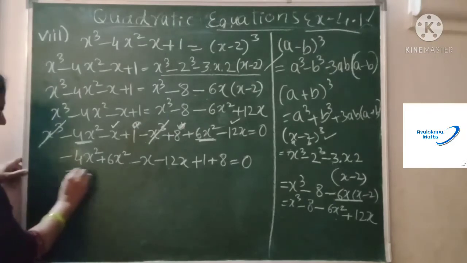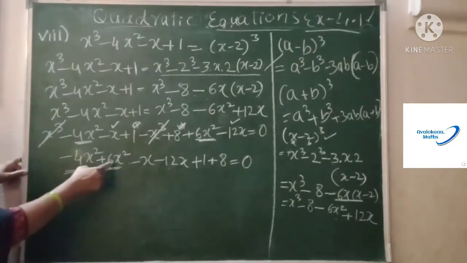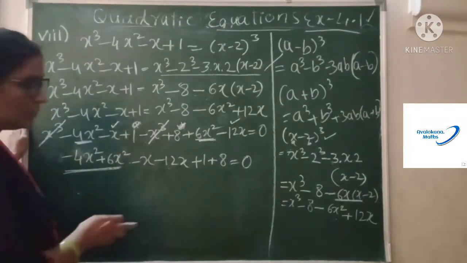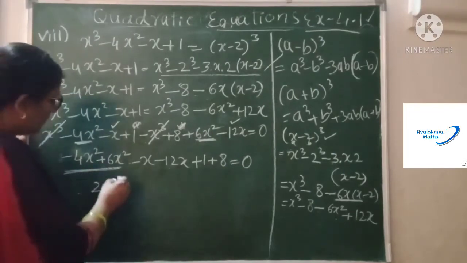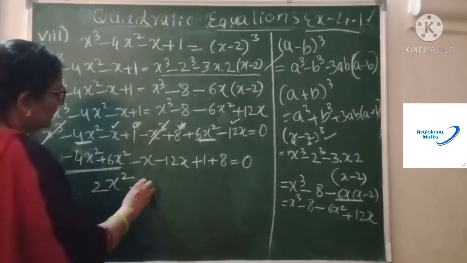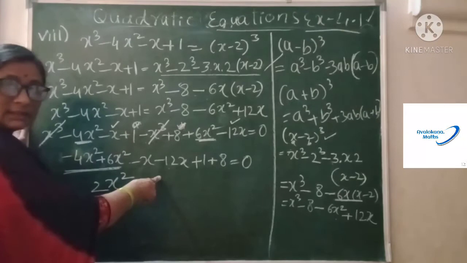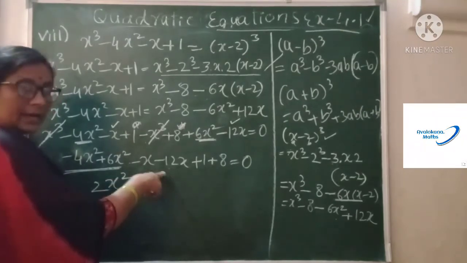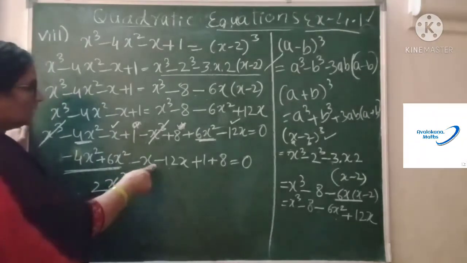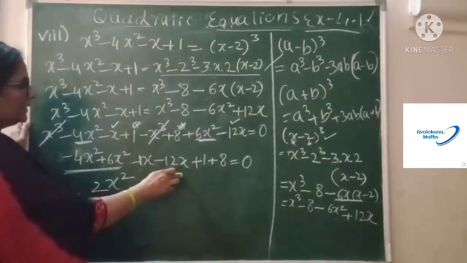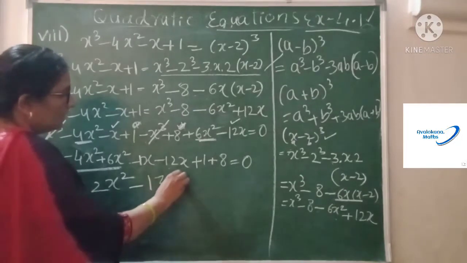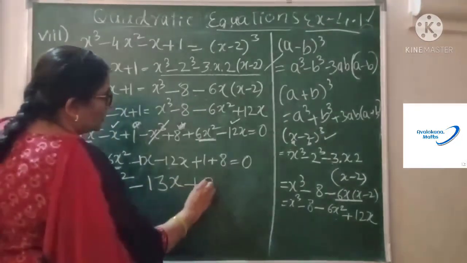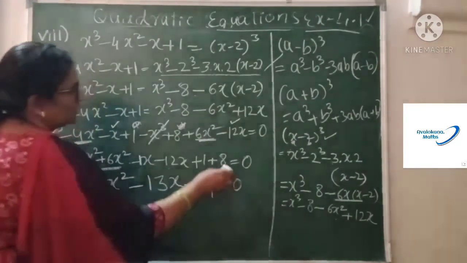So here, yes children, it is minus 4 plus 6. One is a minus sign and one is a plus sign. Subtraction you have to do. 6 minus 4 is 2. The bigger number has a plus sign. We are getting 2x square. Yes, once again here minus and minus. Both the signs are negative. Add the numbers: 1 plus 12 is 13, so minus 13x. No question. Here 1 plus 8 is 9, equal to 0.